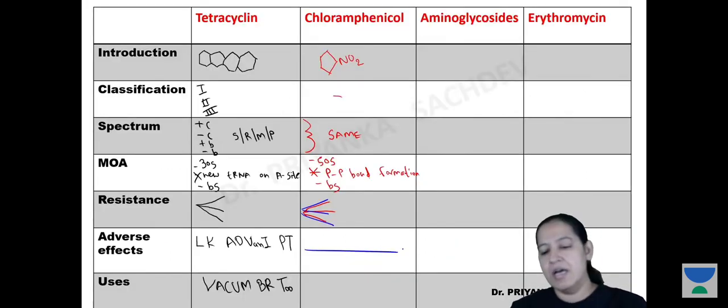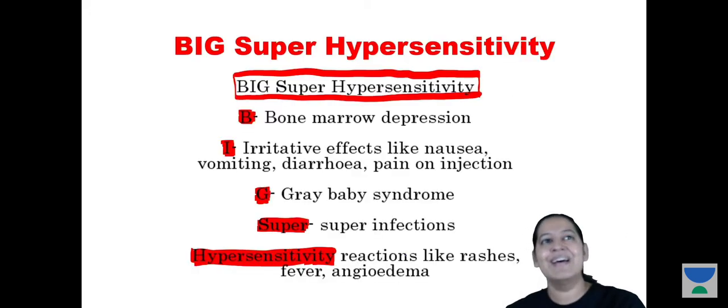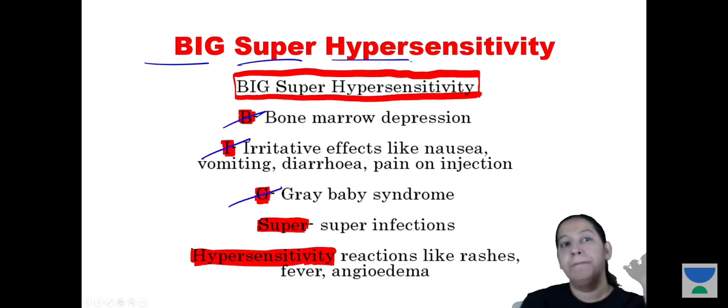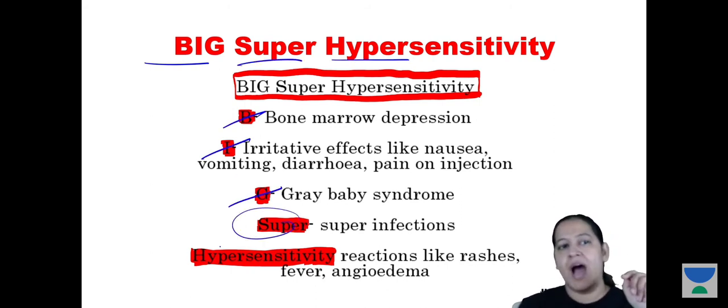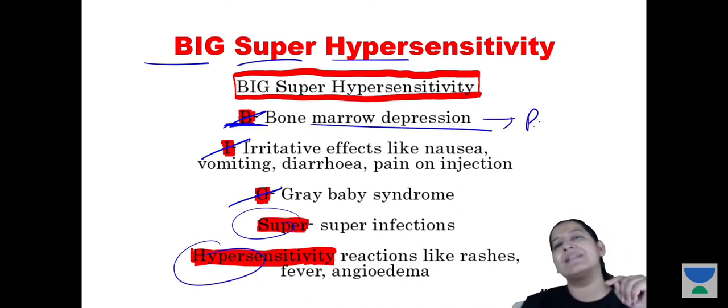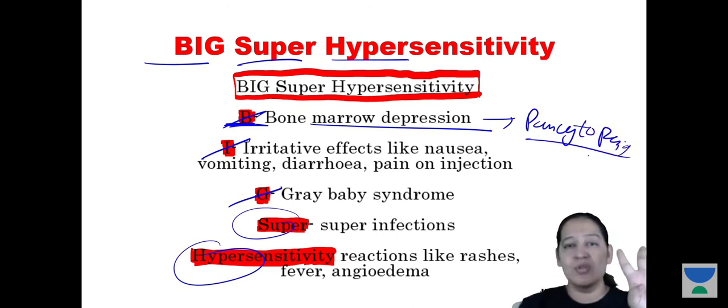Adverse effect. I will give you a mnemonic for adverse effects. The mnemonic is BIG, super, hyper. Big, super, hyper. B of Big is bone marrow depression, which causes pancytopenia. The biggest side effect, pancytopenia. That's why it is not used nowadays. It is almost banned. I is irritative effect.